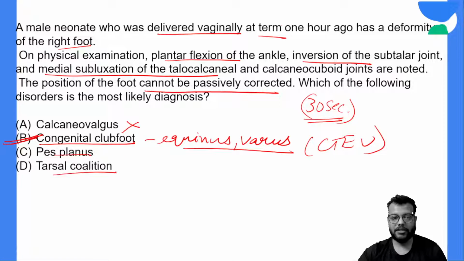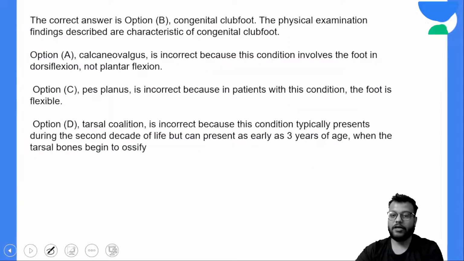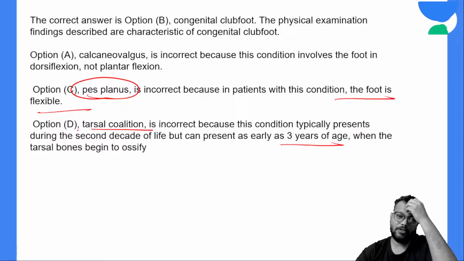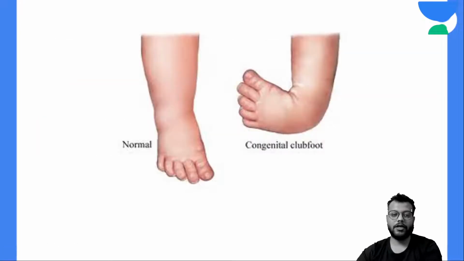Pes planus and tarsal coalition are different things. So the answer is congenital clubfoot, that is CTEV, very important. In pes planus the deformity is correctable. And in tarsal coalition syndrome, in neonates it is not at all present. It can be present in an early age group like less than 5 years, or most commonly in adults, that is the 20 to 30 years age group. So this is your congenital clubfoot, CTEV.